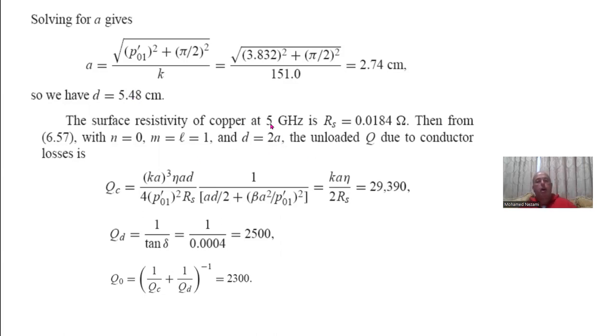And again, if it's copper, now we have the formulas for both the copper Q and it's based on this, which is 29,000. And of course, since it's filled with dielectric material, the dielectric Q is based on the tangent loss, which is only 2,500. And now the overall Q, of course, is only 2,300, since you have to parallel this with this, okay?